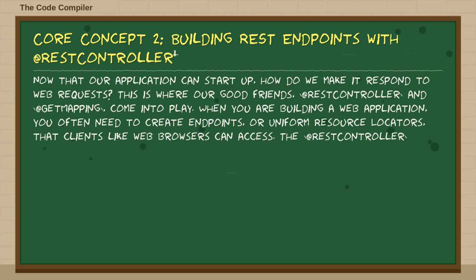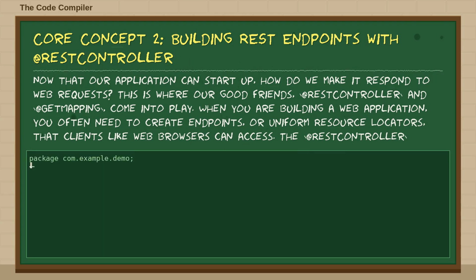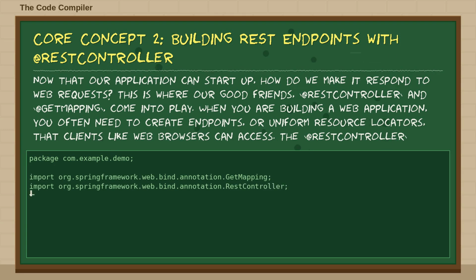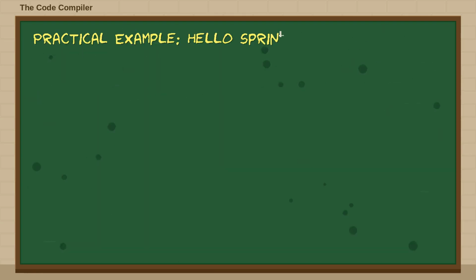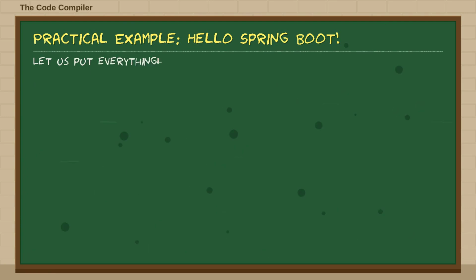And then, for specific requests, we use @GetMapping. This annotation maps Hypertext Transfer Protocol GET requests onto specific handler methods. So, if someone visits /hello in their browser, the method annotated with @GetMapping("/hello") will be executed. It is how we create the application programming interface for our applications. So easy, right?